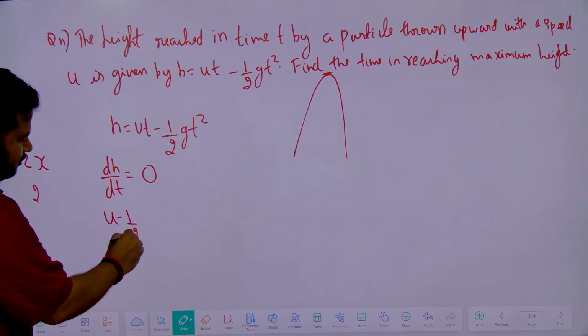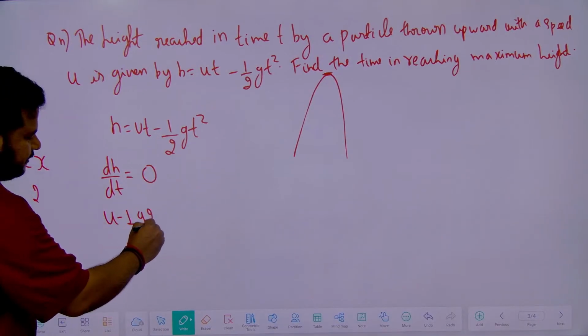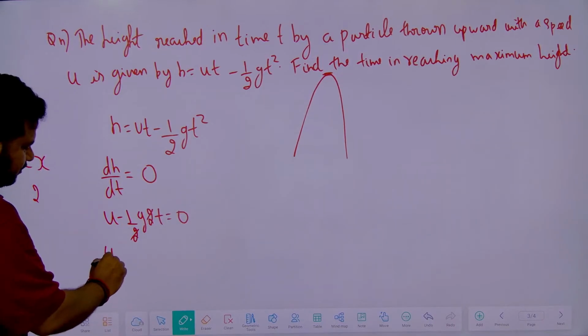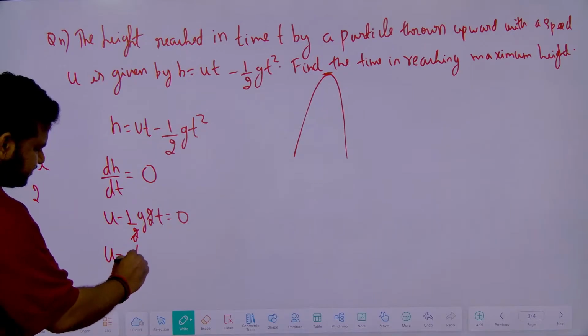Minus half into gt square. Half into g will remain as it is. The derivative of t square is 2t, equal to 0. Now I can cancel the 2. I am having minus u into gt, so u minus gt is equal to 0.